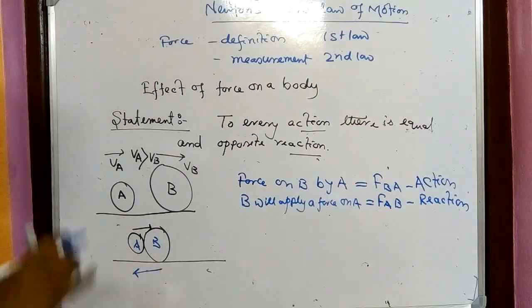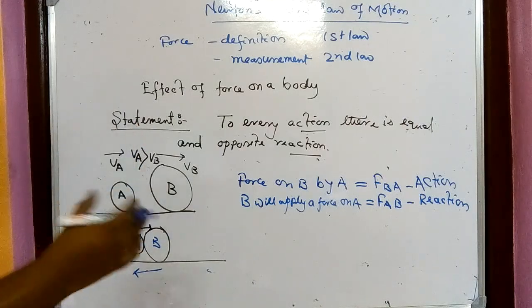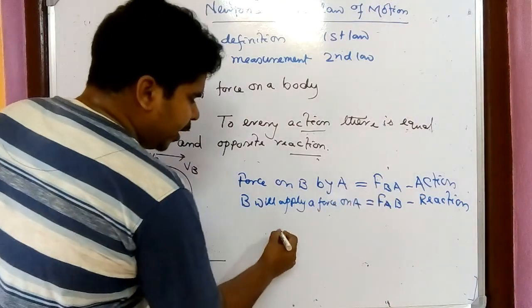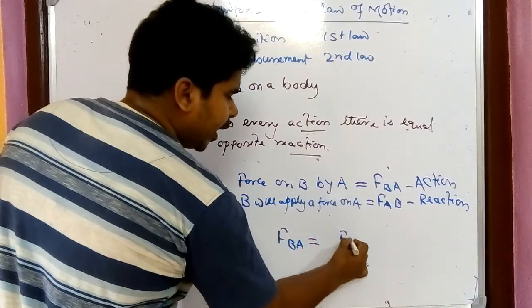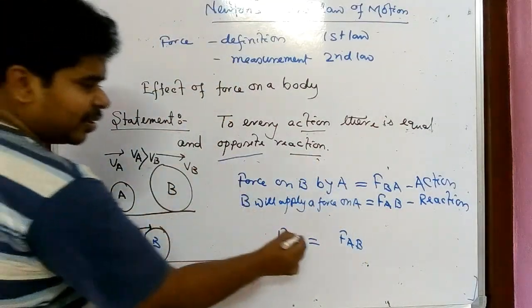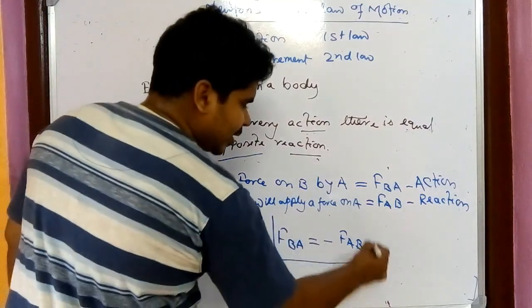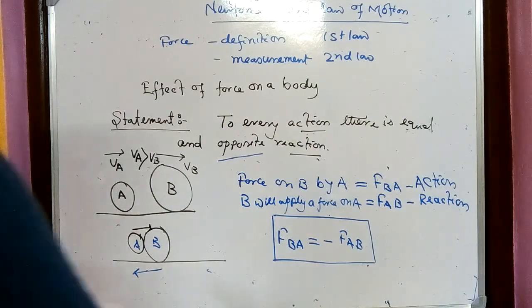In this case, as per the statement, to every action there is equal and opposite reaction, so this FBA must be equal to FAB. That means action will be equal to reaction but opposite, so here is a minus sign. We can say this is a representation of Newton's third law: FBA equals minus FAB. To every action there is equal and opposite reaction.